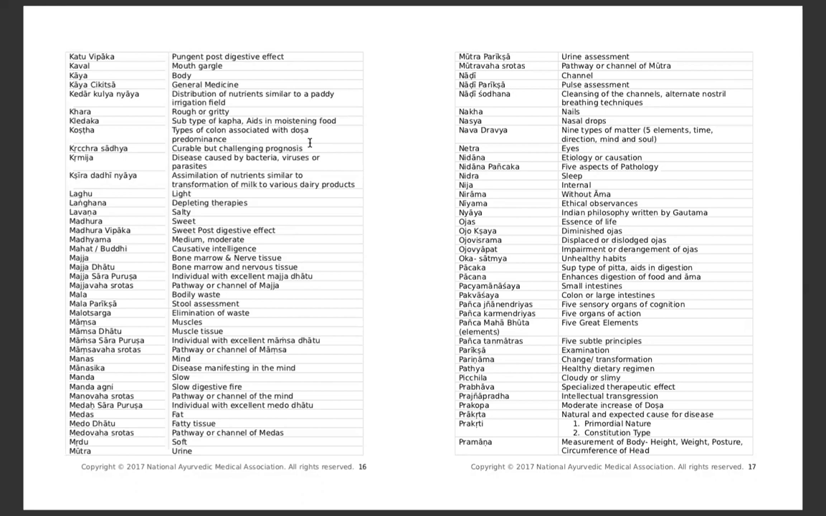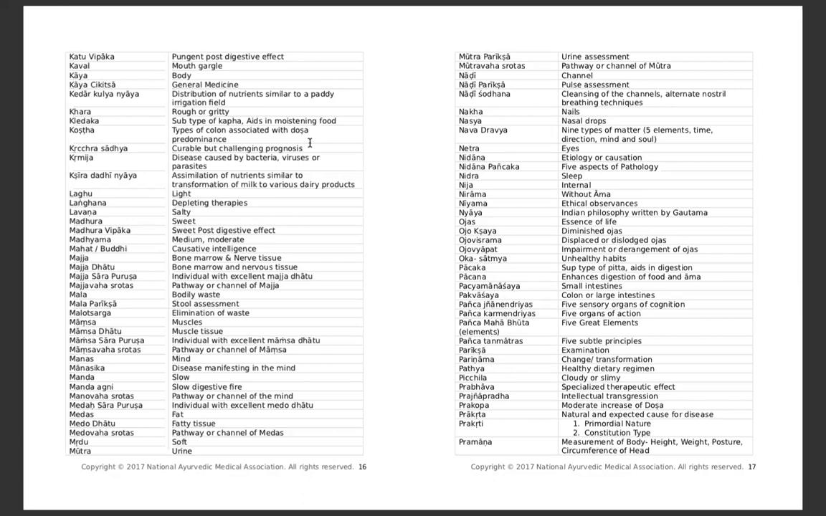Where are we? Manda. Manda is slow or dull. So manda can be manda buddhi, someone of slow intellect, or someone with slow Agni. We did manda Agni. Manovaha srotas, pathway or channel of the mind. That srotas, which is a pathway that carries the mana. Mana vaha. Vaha is to carry, like a vehicle.